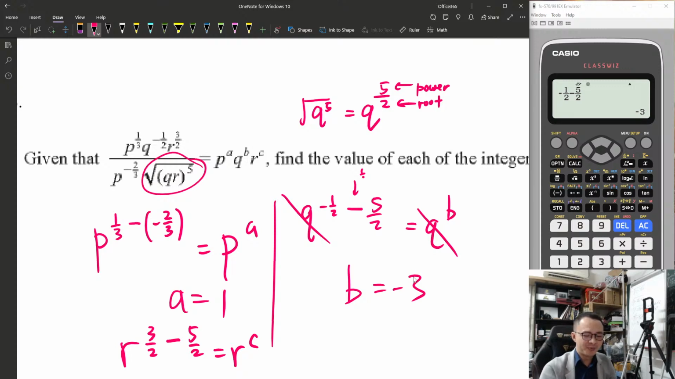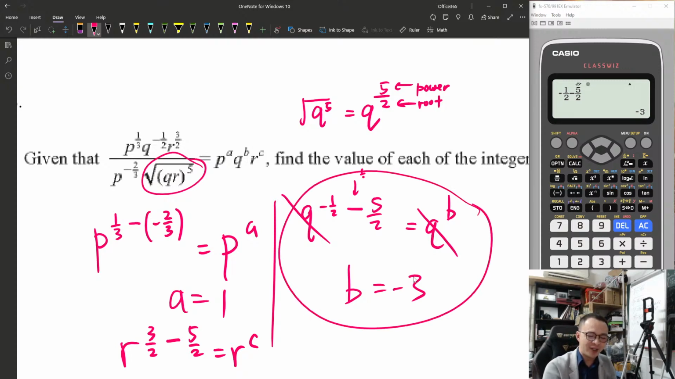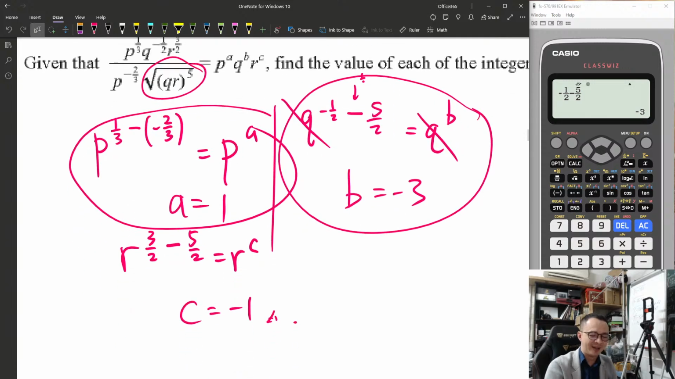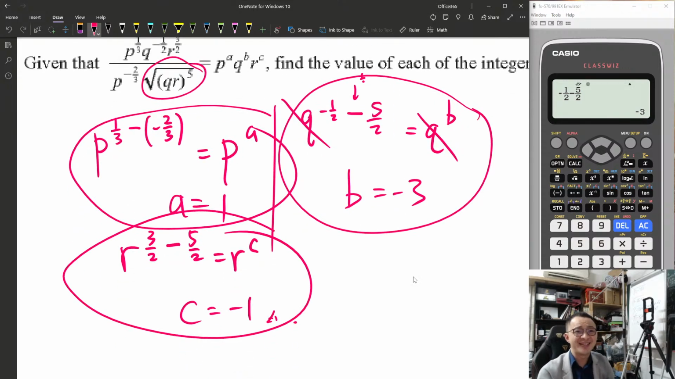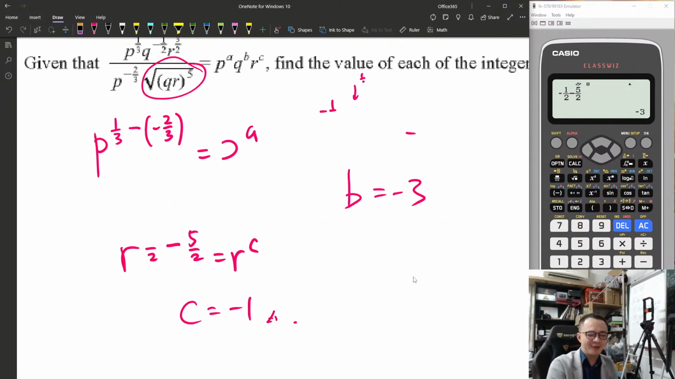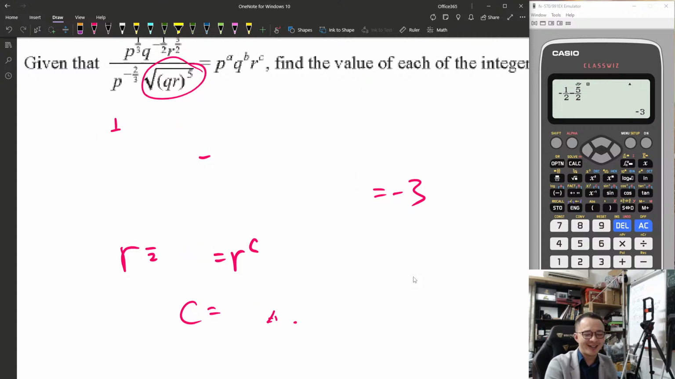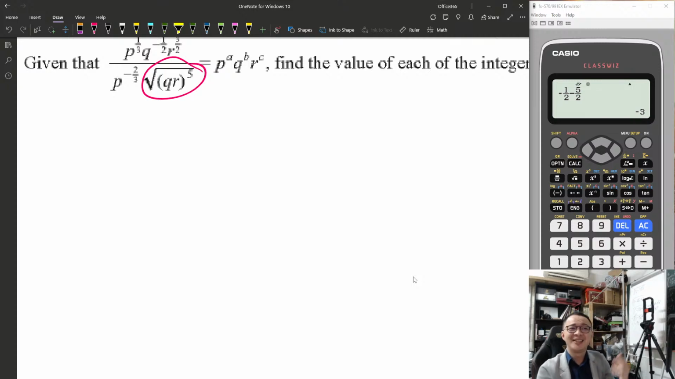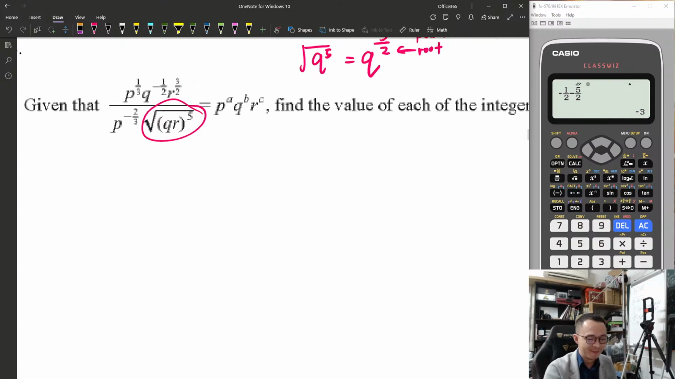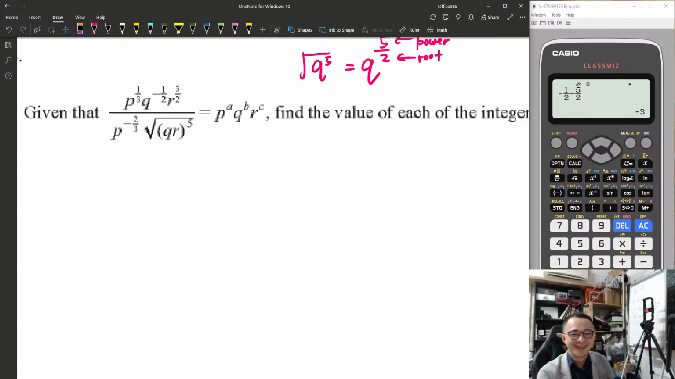Even though you might say, sir, I don't like to write in 3 different parts, it looks very messy here. If you don't like it, okay, I'll teach you how to write it nicely so that it is easier for the examiner to mark.